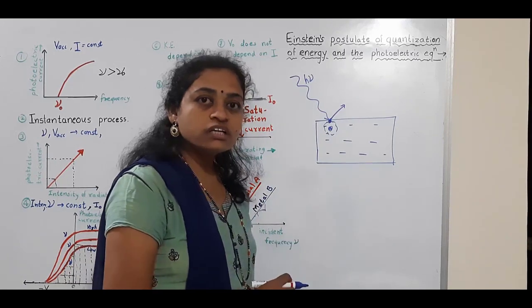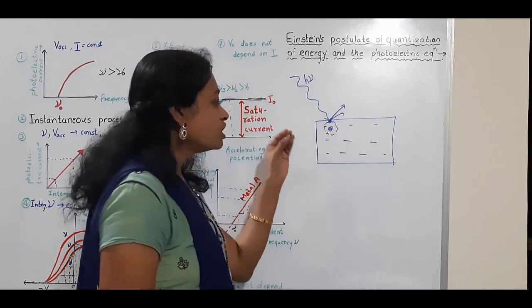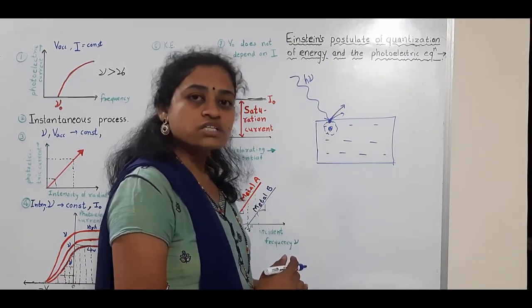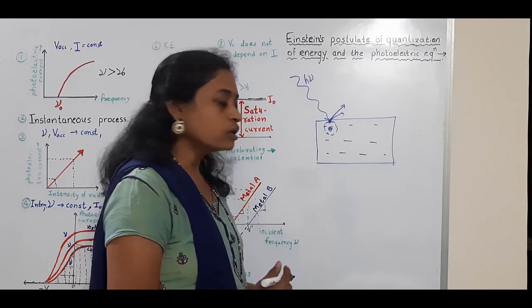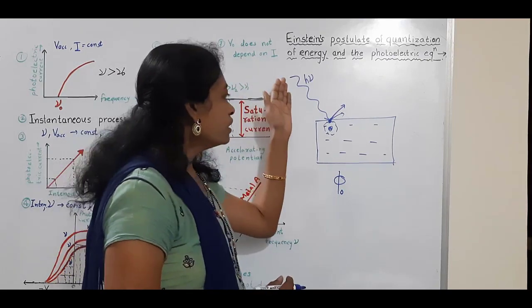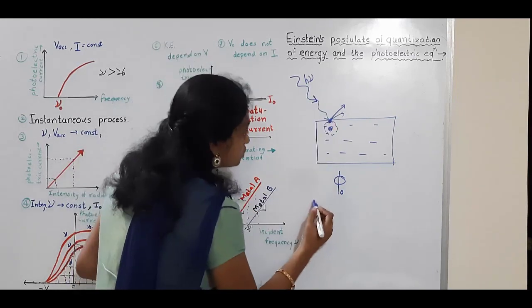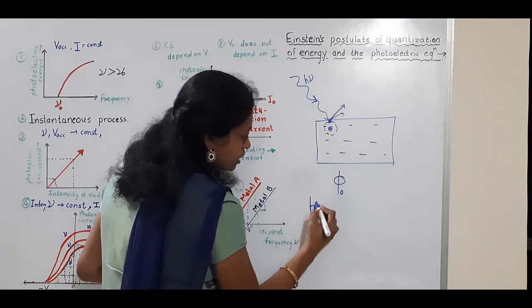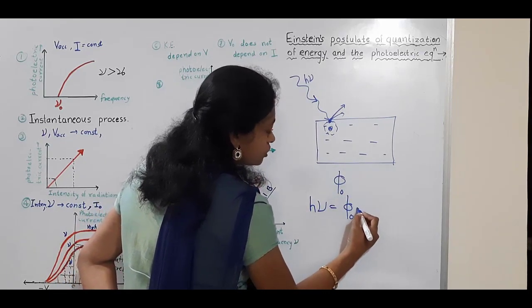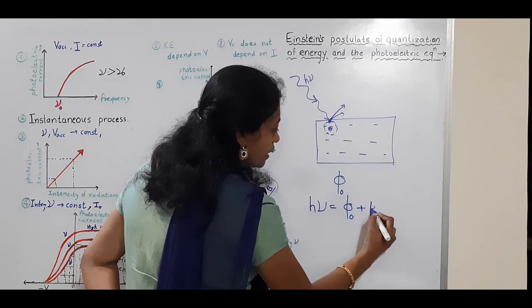What is the work function then? The minimum energy required to release the electron from the atom or from the metal surface is called the work function. It is measured in electron volts and denoted by phi naught. Then, by the law of conservation of energy, we can write: incident energy, that is h nu, is equal to phi 0 plus the remaining energy, which is converted into kinetic energy.